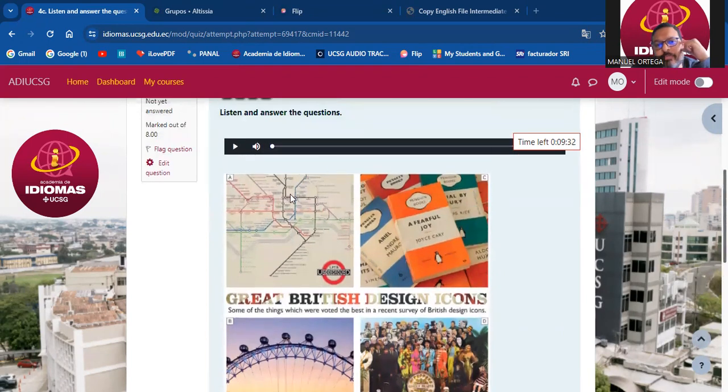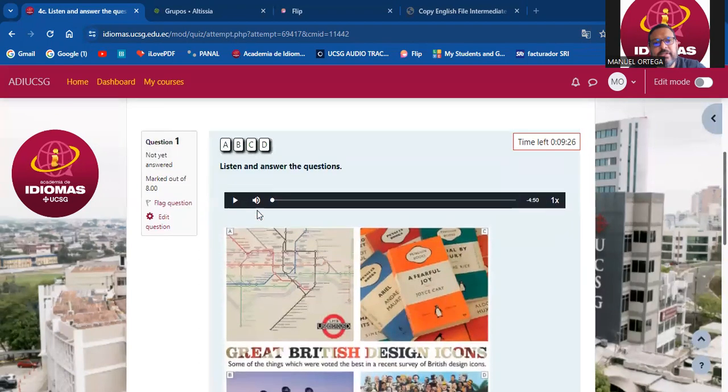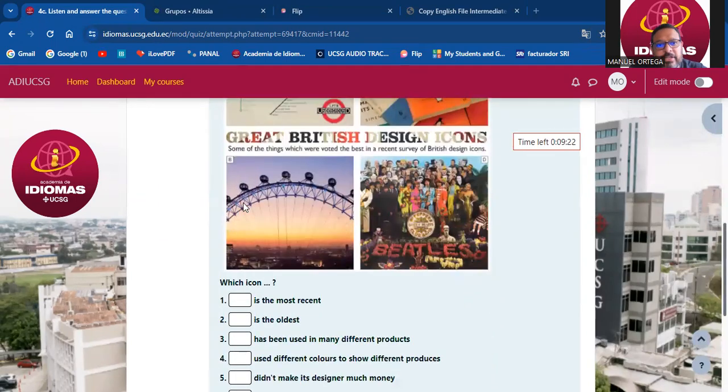One is like the subway, right? The tube that they call it in London, the underground train that they have. So that is A. B, they call it the London Eye. Yeah, the model is similar to what we have here in Guayaquil, like La Perla. But then this is what they call the London Eye.